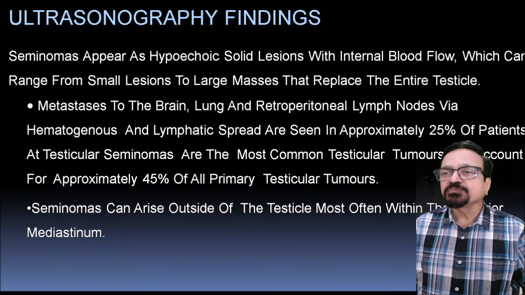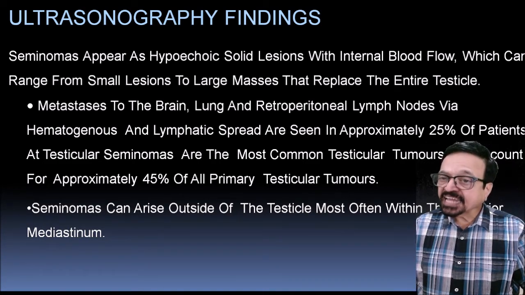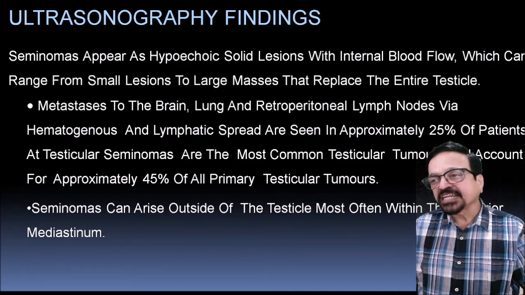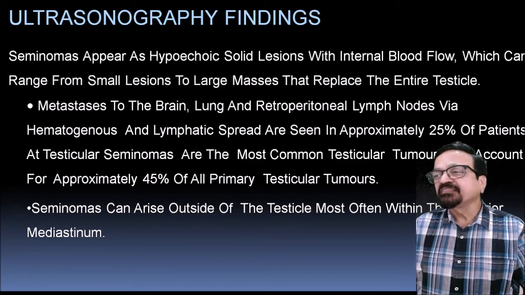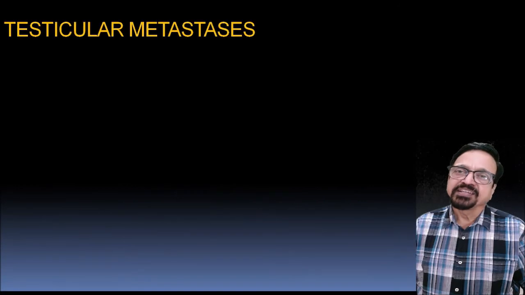Then metastasis to brain, lung, and retroperitoneal lymph nodes via hematogenous and lymphatic spread is common, in approximately 25% of patients. Testicular seminomas are the most common testicular tumors and account for approximately 45% of all primary testicular tumors. Seminomas can arise outside the testicle, most often within the anterior mediastinum.